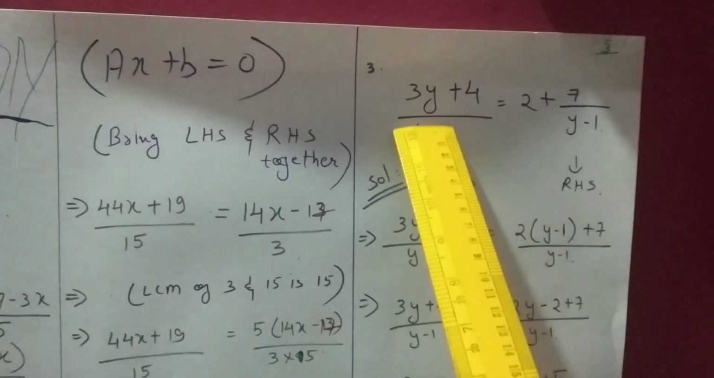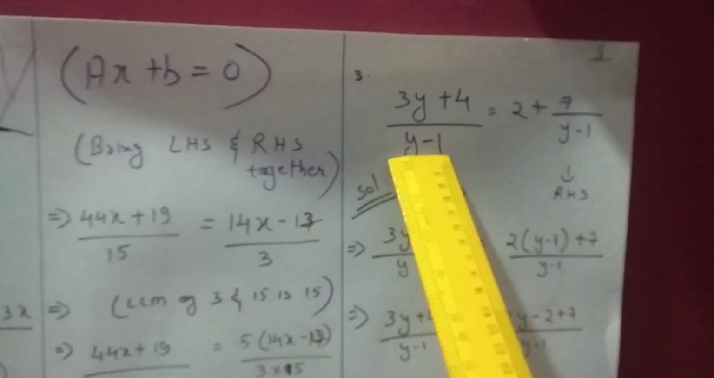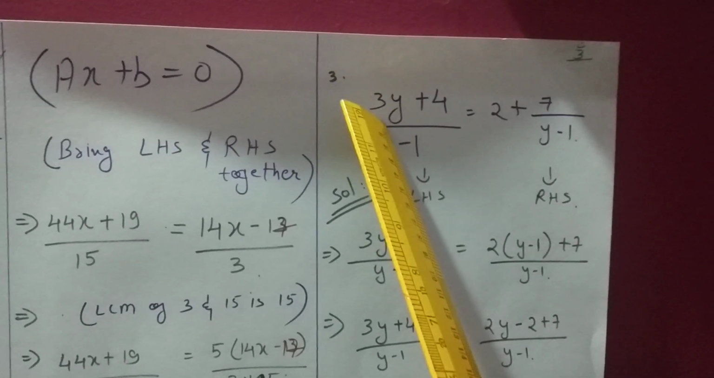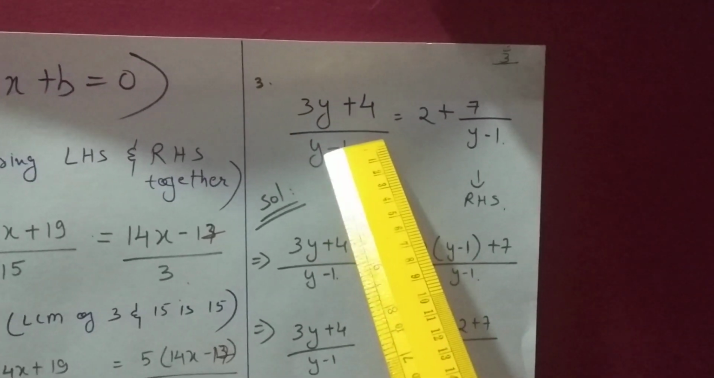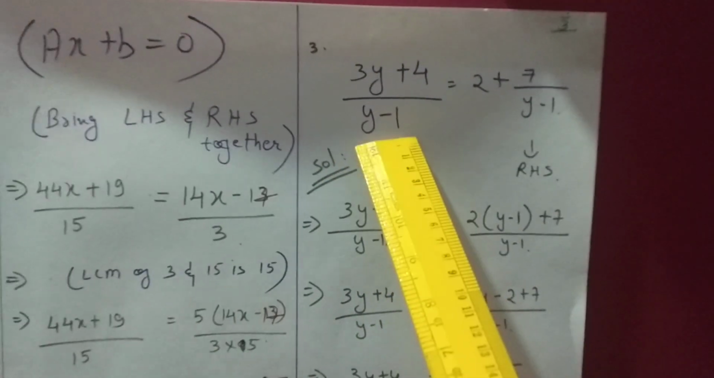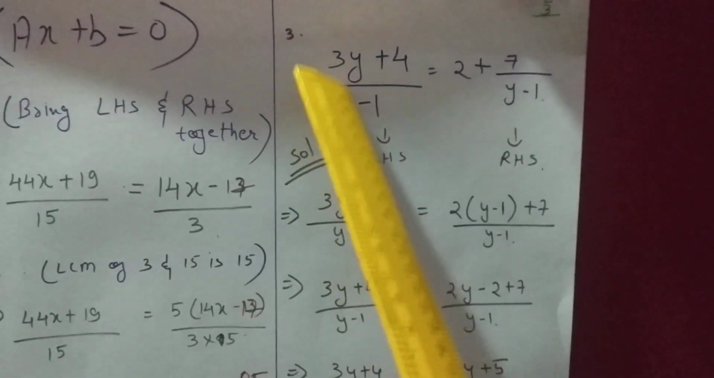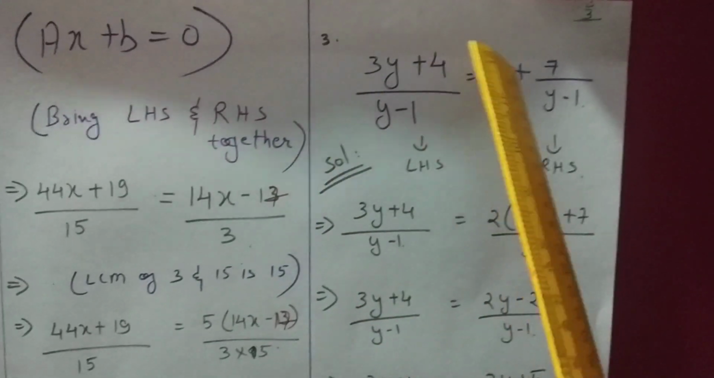So this is another question on linear equation. As you can see here, this is an equation of variable y, and we have to find the value of variable y. This is the equation: 3y plus 4 upon y minus 1 equals 2 plus 7 upon y minus 1. This is the left hand side of the linear equation and this is the right hand side.